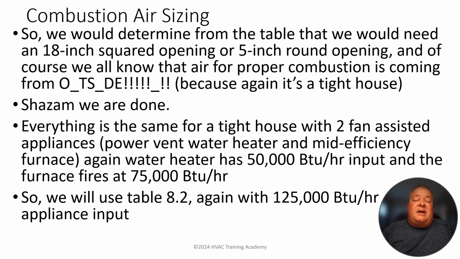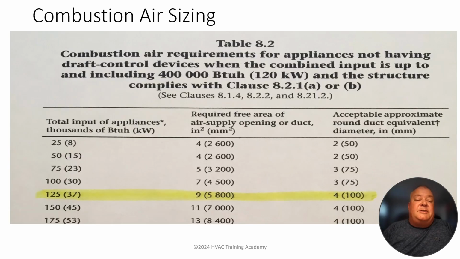Everything's going to be the same for a tight house with two fan-assisted appliances, except you're going to use table 8.2. Again, we're still going to use 125,000 BTUs per hour. You see now, suspiciously enough, we're exactly half the size. Remember, fan-assist appliances use half as much air as their natural draft counterparts. So we had 18 inches on the draft hood equipped appliances. We're going to have 9 square inches on the fan-assisted appliances.